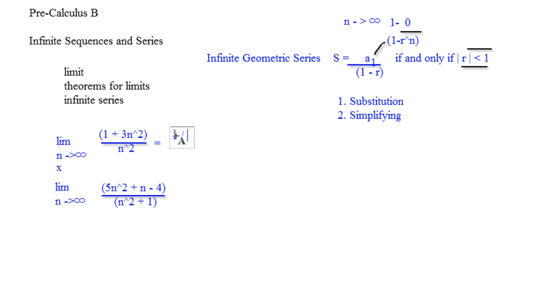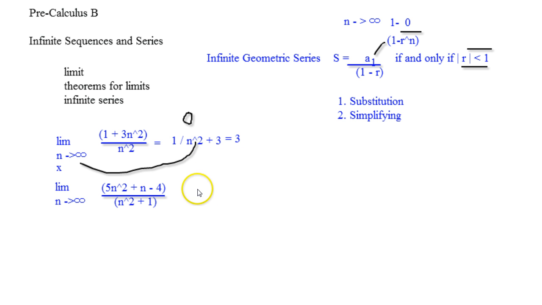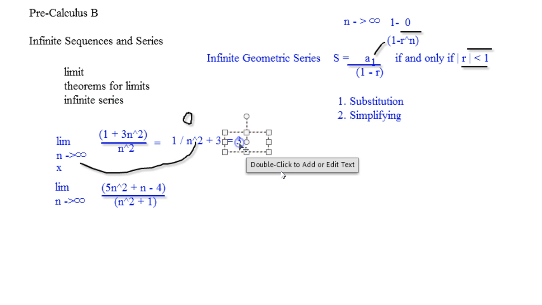So what do I have? I have 1 over n squared plus 3, and it just works like that. If you think about it, if I plug in a really large number for n squared, I'm going to get a really small fraction, and this number is going to approach 0. So this limit approaches 3. We're all about approaching. We're not about getting exactly there, but we are about approaching. That's one trick of working with limits that will be very helpful.